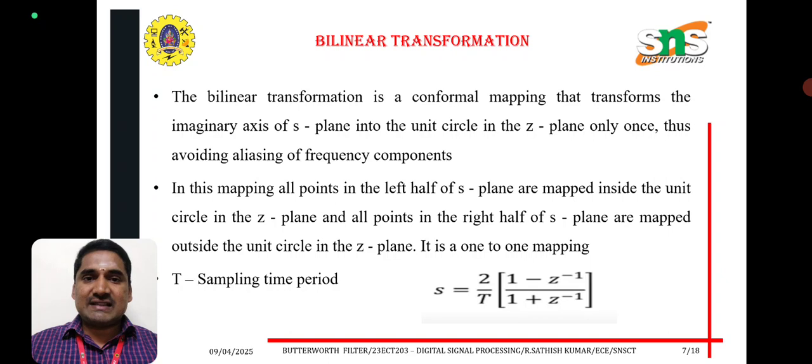Next one, bilinear transformation. Bilinear transformation is a conformal mapping. The imaginary axis of the S plane is mapped into the unit circle in the Z plane to avoid aliasing of frequency components. In this mapping, the left half of the S plane is mapped inside the unit circle in the Z plane and the right half of the S plane is mapped outside of the unit circle in the Z plane. It is a 1-to-1 mapping. So S can be defined as 2 by T into 1 minus Z inverse divided by 1 plus Z inverse. T is nothing but the sampling time period.